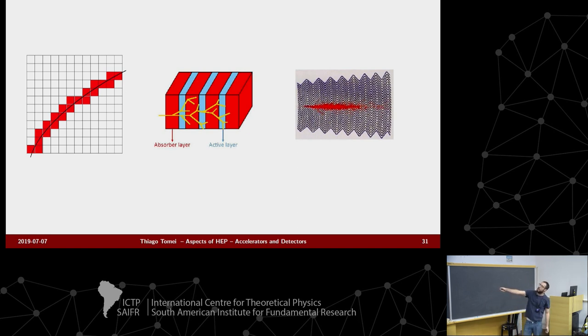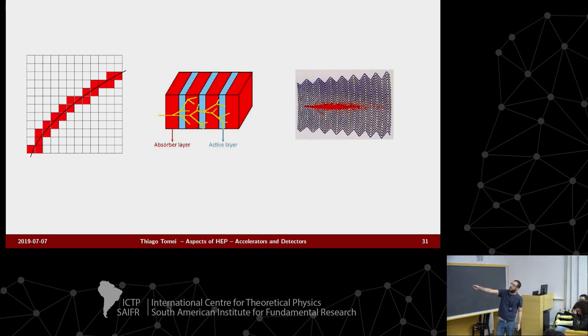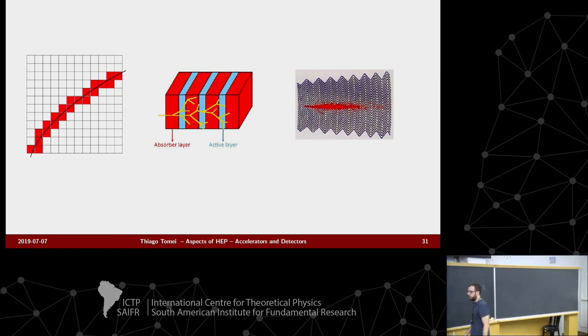You can have a calorimeter with absorber layers and active layers. And then in the absorber layers, it showers. In the active layers, it gives signal. And you can make complicated geometries. This is Atlas. This is a part of the Atlas calorimeter. It's made like an accordion in order to maximize the interactions and the signals that you get.